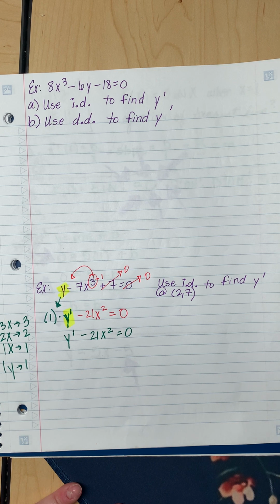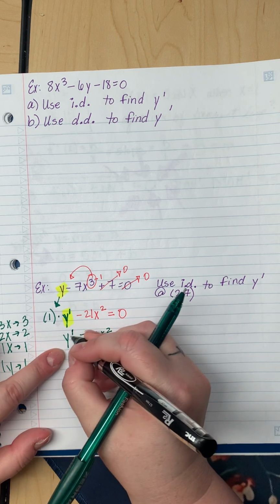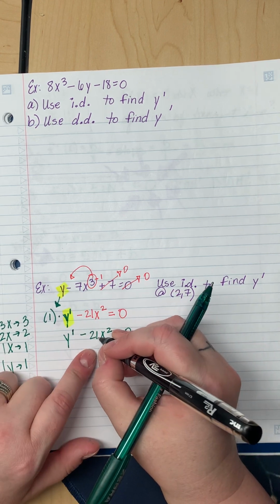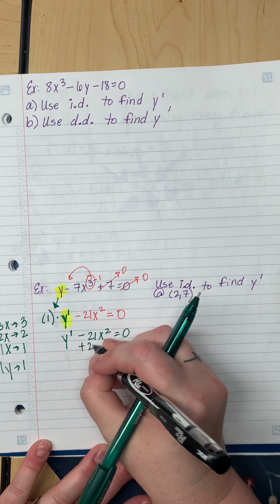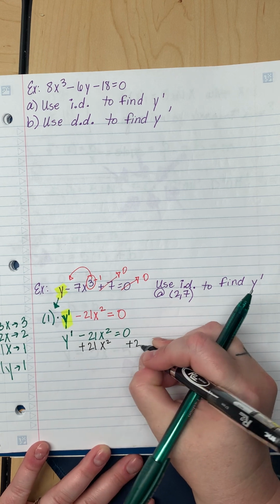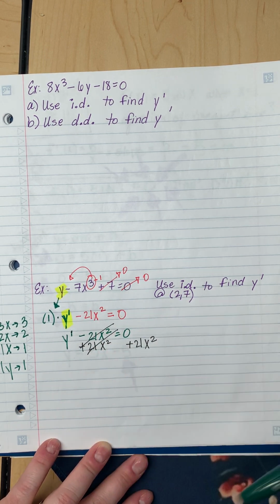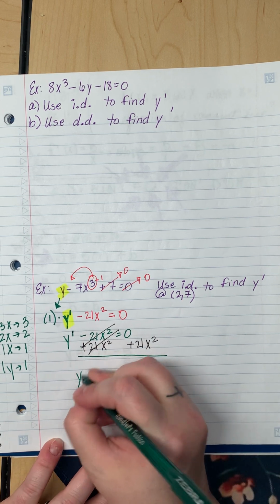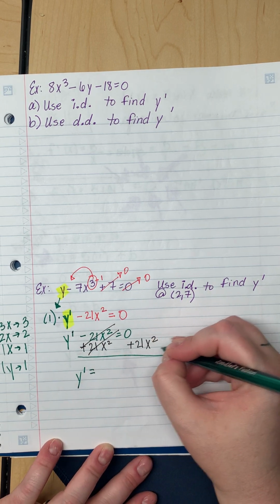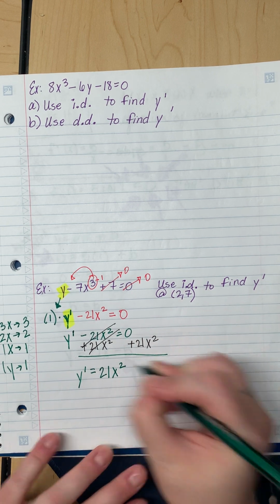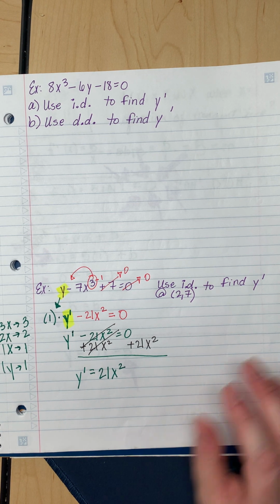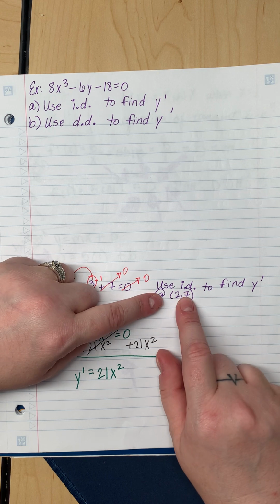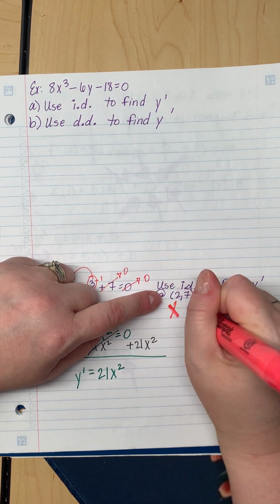All right, now we're going to get y prime by itself by using SADMEP. So to get this y prime by itself alone, I'm going to do the opposite of minus 21. The opposite of minus 21 is plus 21. Cancel, cancel. And we get y prime equals 0 plus 21x squared is 21x squared. Okay. And this represents the slope of that curve at the point 2, 7. And that 2, 7 is x and y.